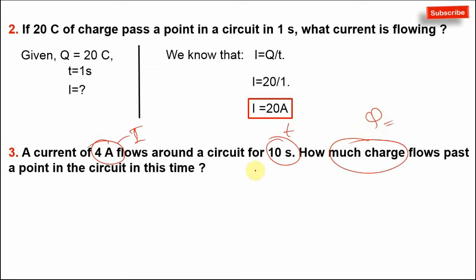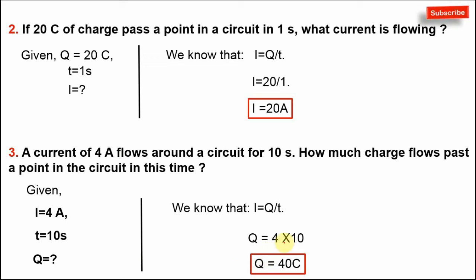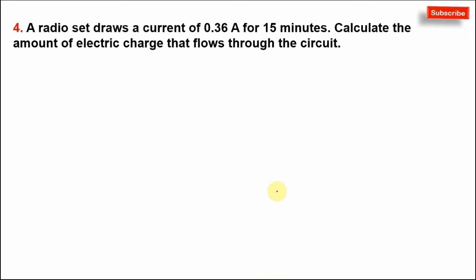So let's see. Here is the given data, I is equal to 4 ampere, then T is equal to 10 seconds. So what will be the value of Q? Simply I is equal to Q upon T. So therefore Q is equal to I into T. So therefore the value of I is 4 and T is 10 seconds, so Q is 40 coulomb.